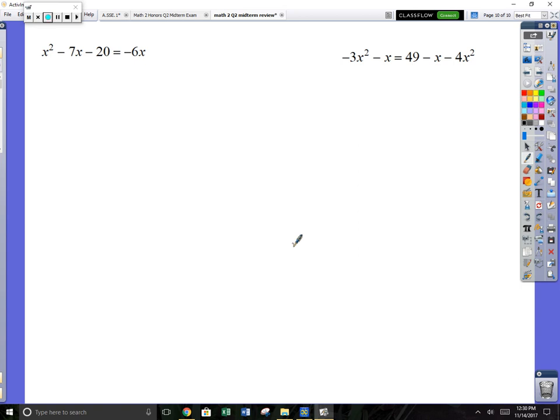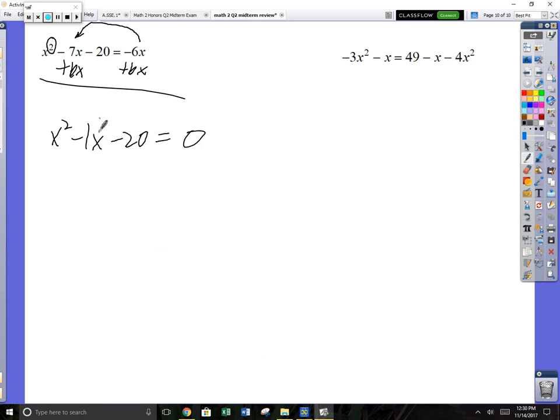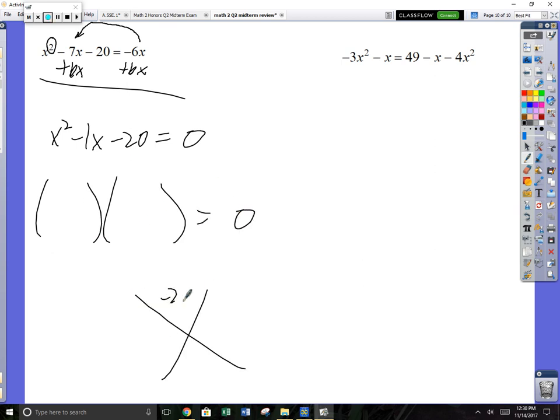Okay, let's do 2 more. So bring this over. We are degree 2, so get everything on one side. So let's plus 6x, and you have x squared minus 1x minus 20 is 0. Now factor it, turn it to a times problem. What is going to times to give you a minus 20, but it's got to add and give you a minus 1.